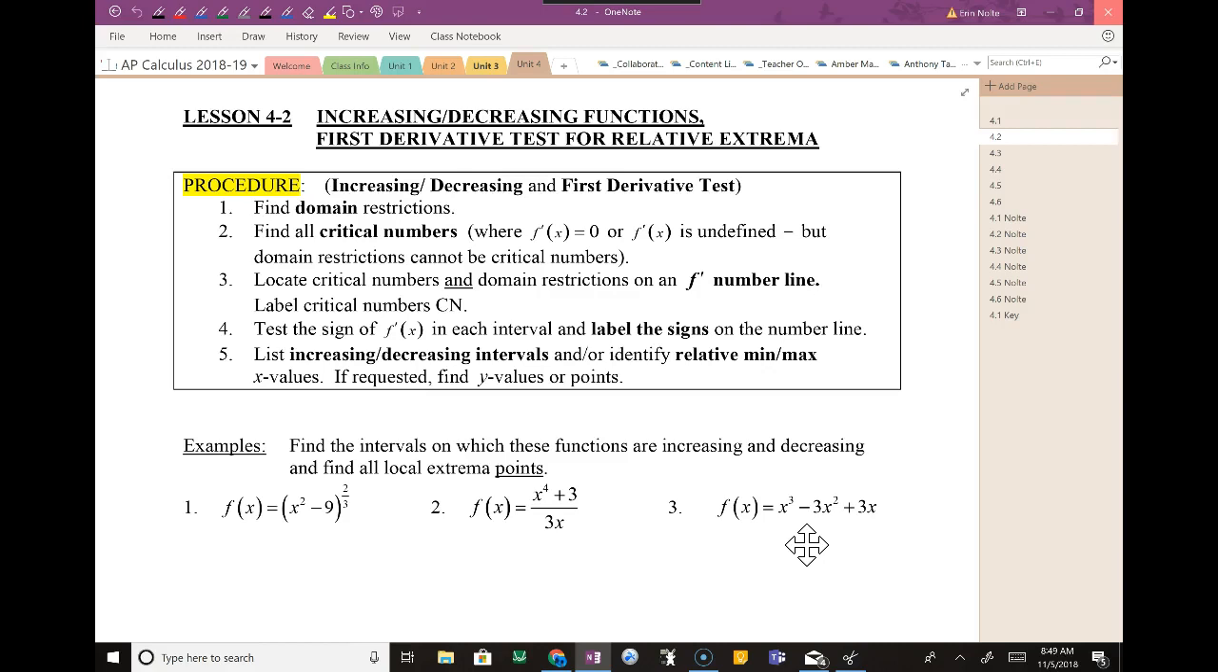How do you find a critical value? Set your first derivative equal to 0. It says it right there, by the way. Take your first derivative, set it equal to 0. Remember, you're looking for when the function is undefined as well. That's important too. Then number 3, we're going to locate the critical numbers and the domain restrictions on a number line. We're going to do this number line test, and then we're going to see if it's positive or negative, and that tells us if it's increasing or decreasing.